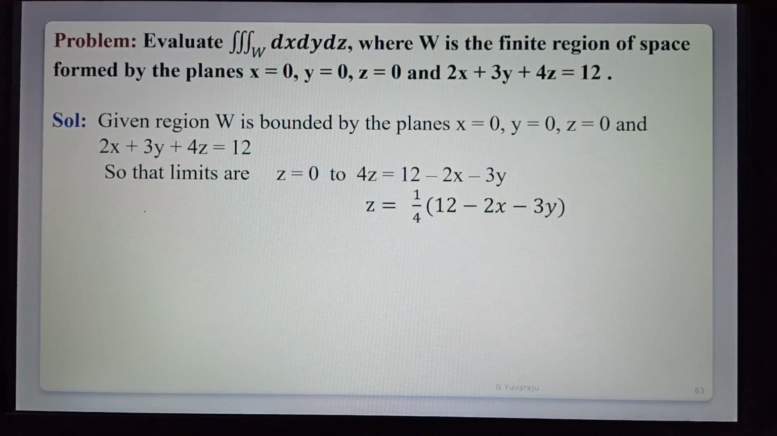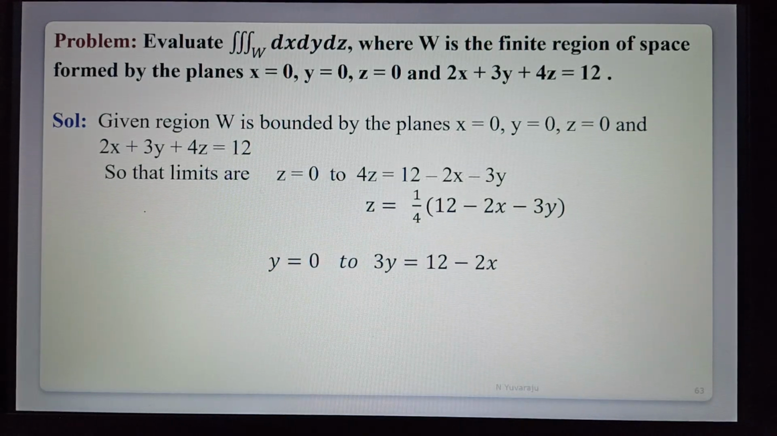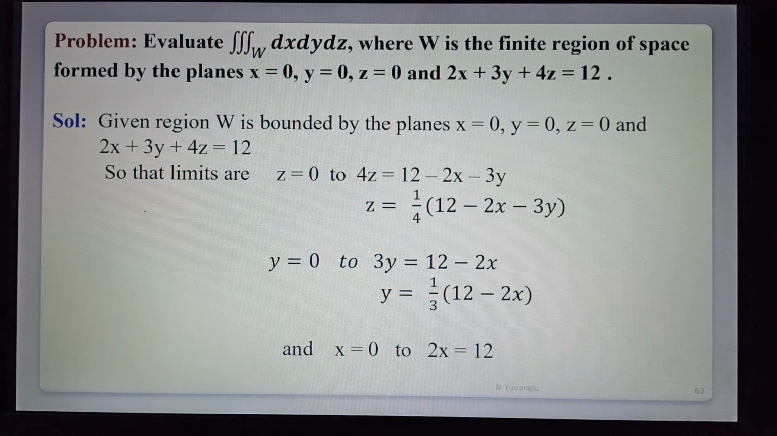Next assumption, y equals 0. 3y equals 12 minus 2x. That is y equals 1 by 3 into 12 minus 2x. Similarly, automatically the x limits are constant here. Y eliminating, z eliminating, remaining 2x equals 12, and x equals 6. So the x limit is 0 to 6. These are the limits for the given region.